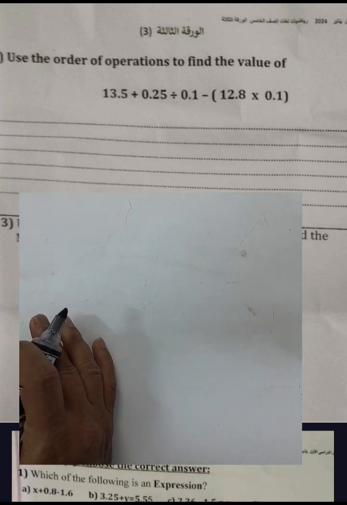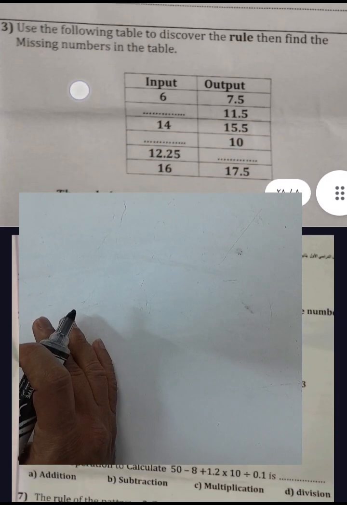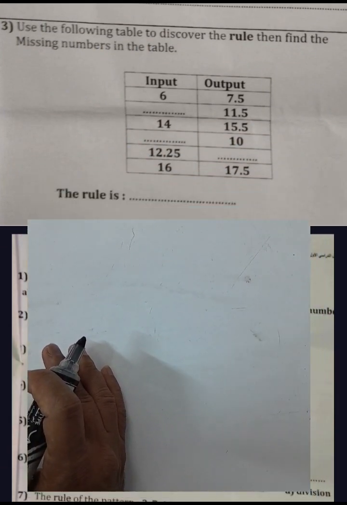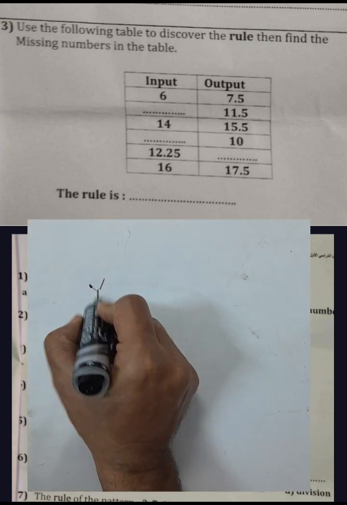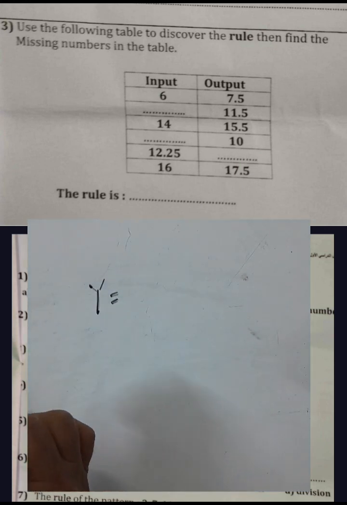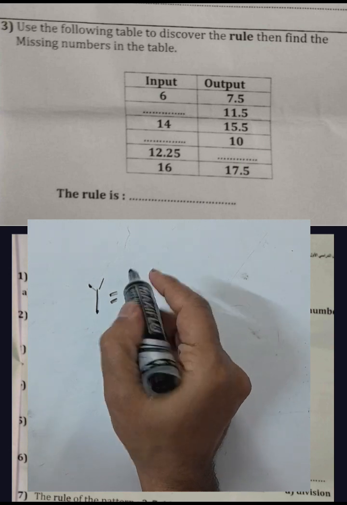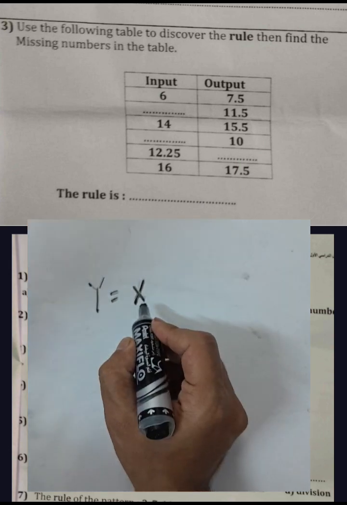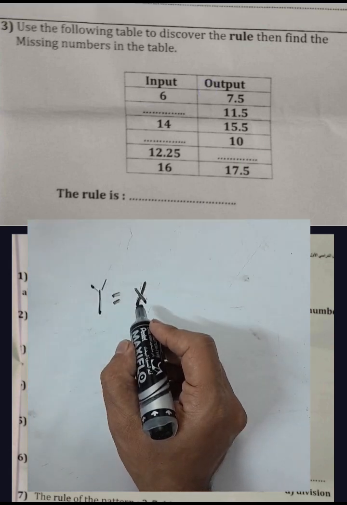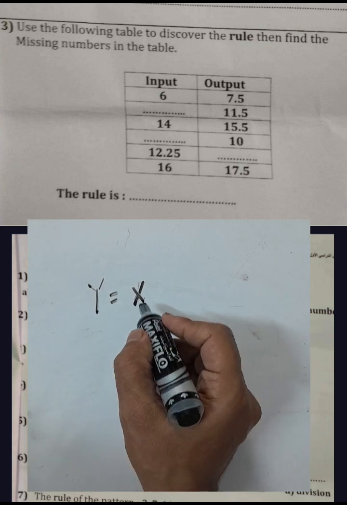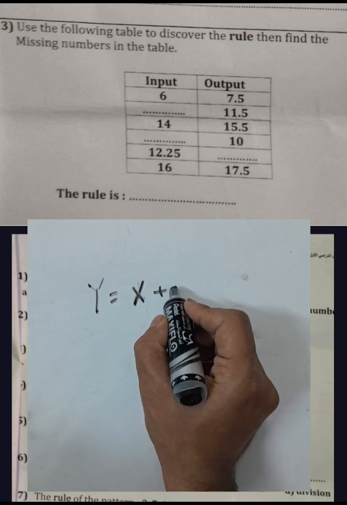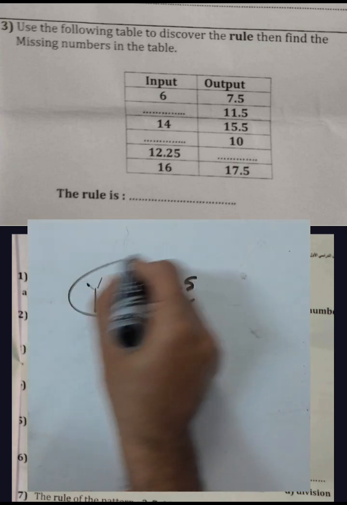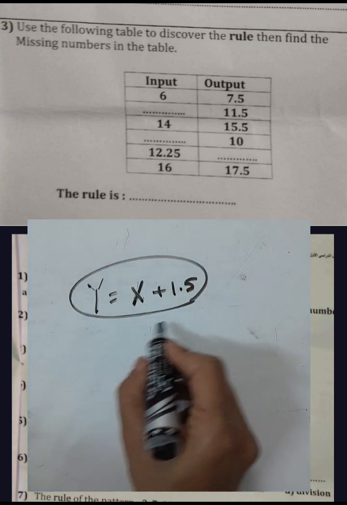Next question, we have tables with input and output. You want to find the rule. Y equals x, where x is the input. Converting from 6 to 7.5, it will be add 1.5, so that will be the rule. Then you can complete the table here.